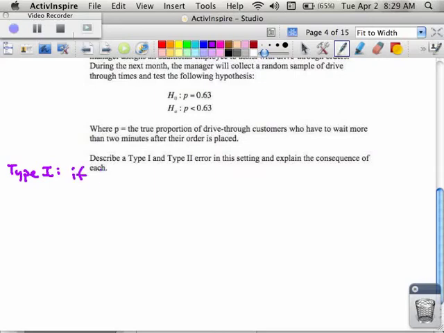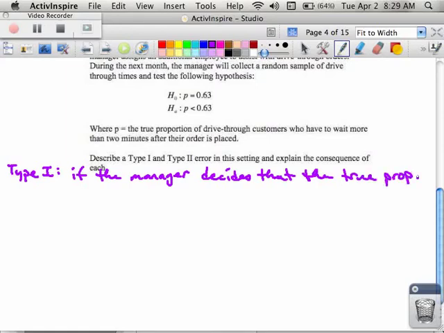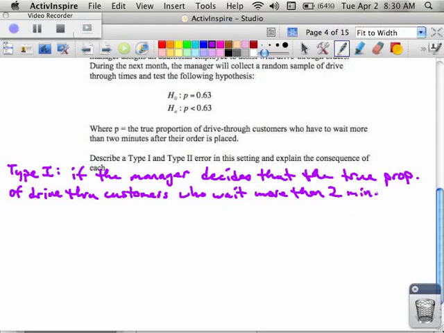Would be if the manager decides that the true proportion of drive-through customers who wait more than 2 minutes has been reduced, when in fact it hasn't.